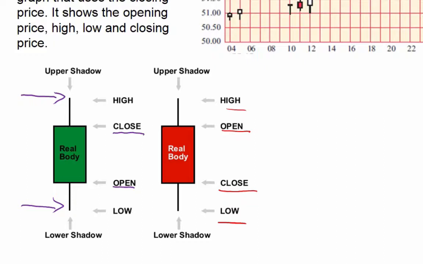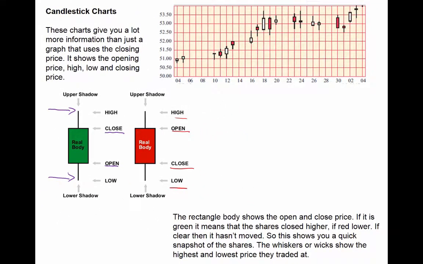So if there's a whole lot of red candles on your graph, it means that your shares are dropping. If there's a whole lot of green candles, it means the price is going up. The bigger the body of the candle, the further it's moved up or the further it's moved down. So that's one graph. It's called a candlestick graph. It tells you a lot of information in a very quick snapshot.